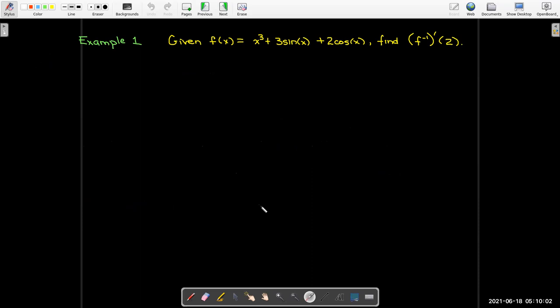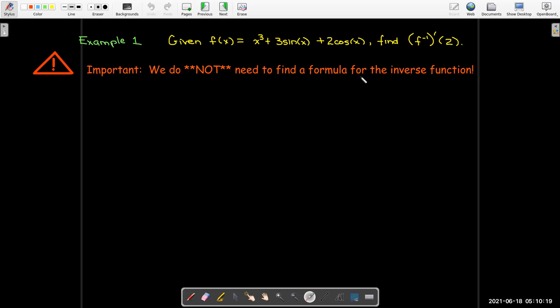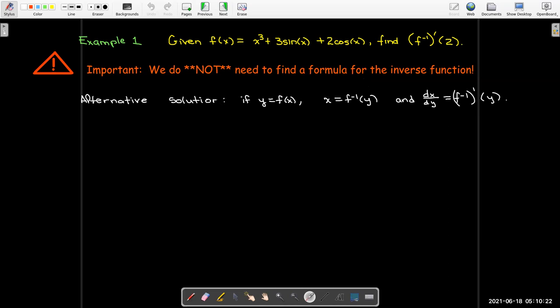Now there's another way we can approach this question that might actually be more useful, and depending upon how well you remember implicit differentiation, might make more sense to you. So we still don't need to calculate a formula for the inverse function. What we're going to do is just use this simple relationship between the function and the inverse. If y equals f of x, then x equals f inverse of y. And dx dy, remember now we're treating x as a function of y. So then dx dy would be the derivative of f inverse evaluated at y.